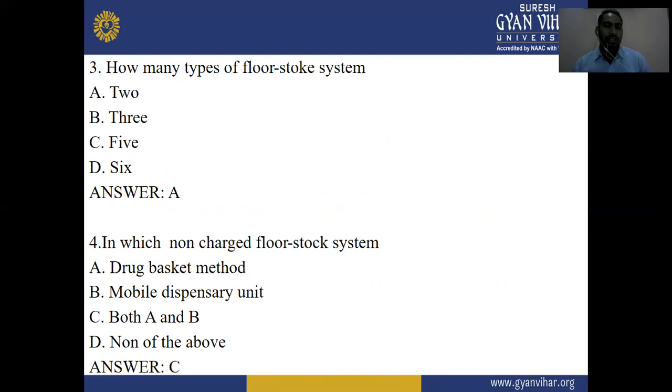First one is charged floor stock system and second one is non-charged floor stock system. Next question: which is a non-charged floor stock system? Option A is drug basket method. Option B is mobile dispensary unit. Option C is both A and B. And option D is none of the above. The right answer is C, both A and B.